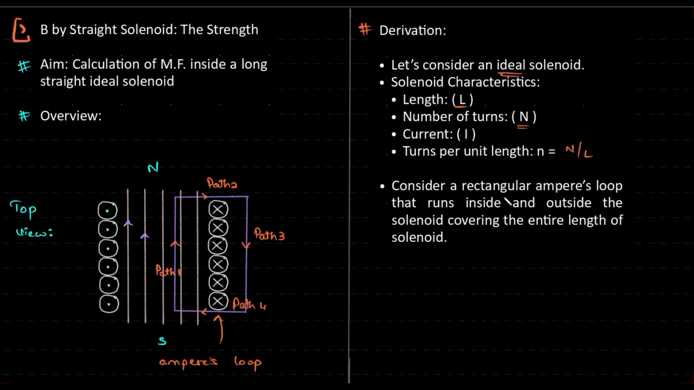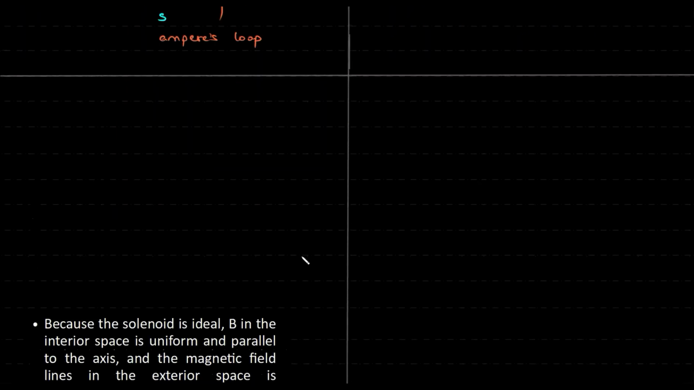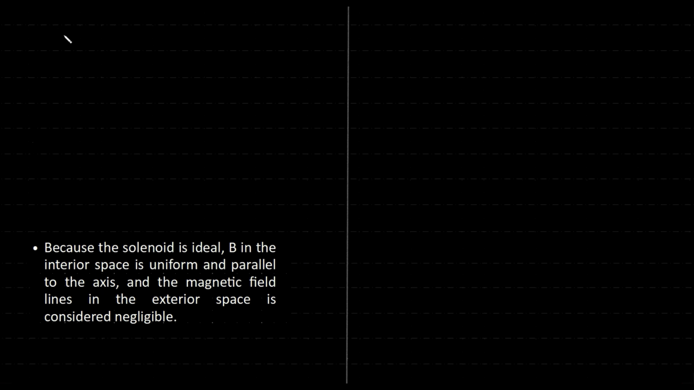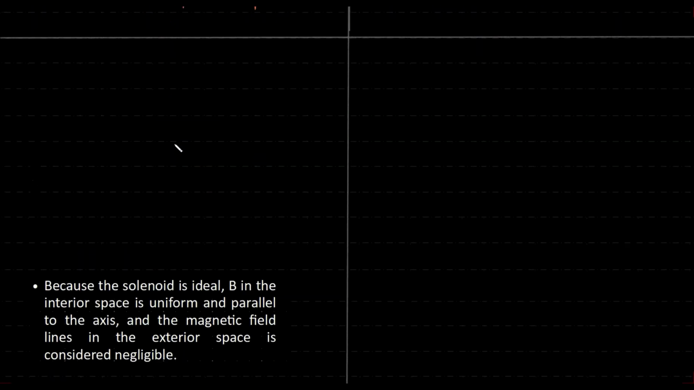We need to consider a rectangular Ampere's loop that runs inside and outside of the solenoid, covering the entire length of the solenoid, as shown in the figure. That figure you have to draw over here. Next, what should we do? The next step is to apply Ampere's law.